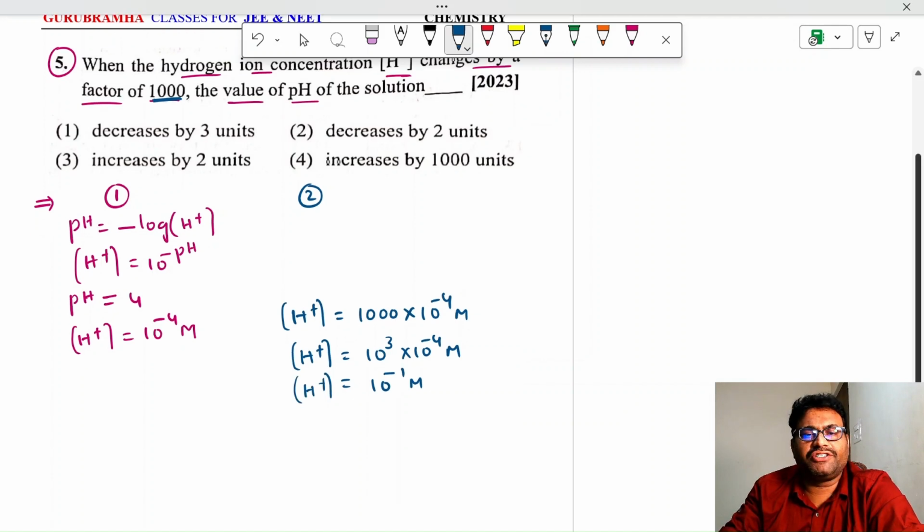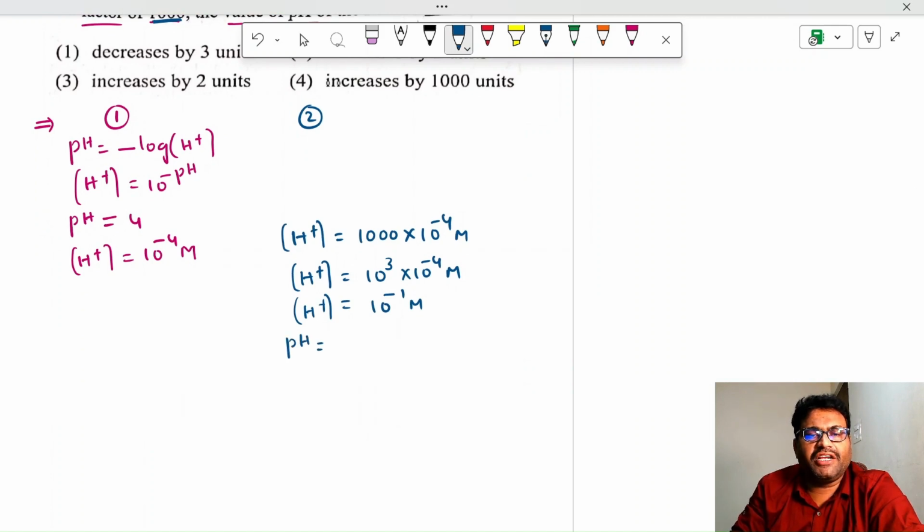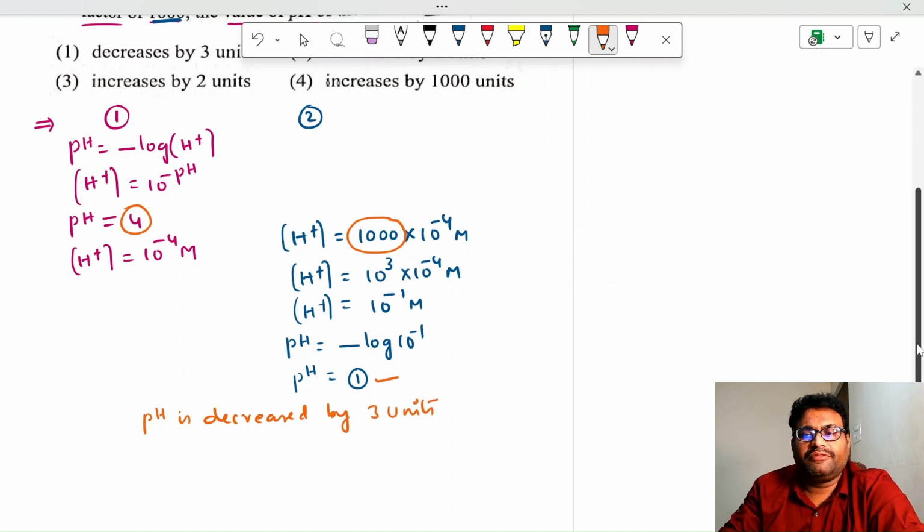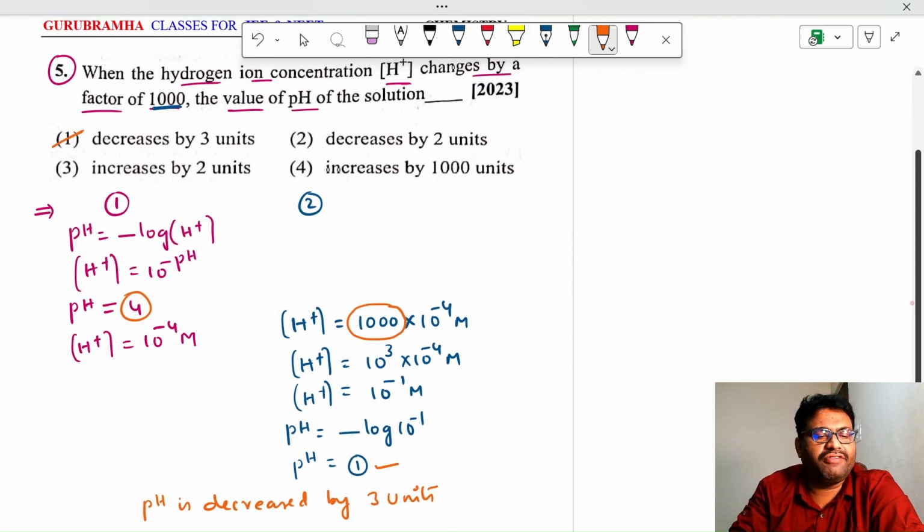Then what will be pH? Now write pH. pH is equal to minus log 10 power minus 1. That is equal to pH is equal to 1. So what observation did we find? Observation found is that when H plus ion concentration is changed by 1000 times, pH is decreased by how many units? This is 4, this is 1. So pH is decreased by 3 units, right? pH is decreased by 3 units. So answer will be first option. Okay, understood.